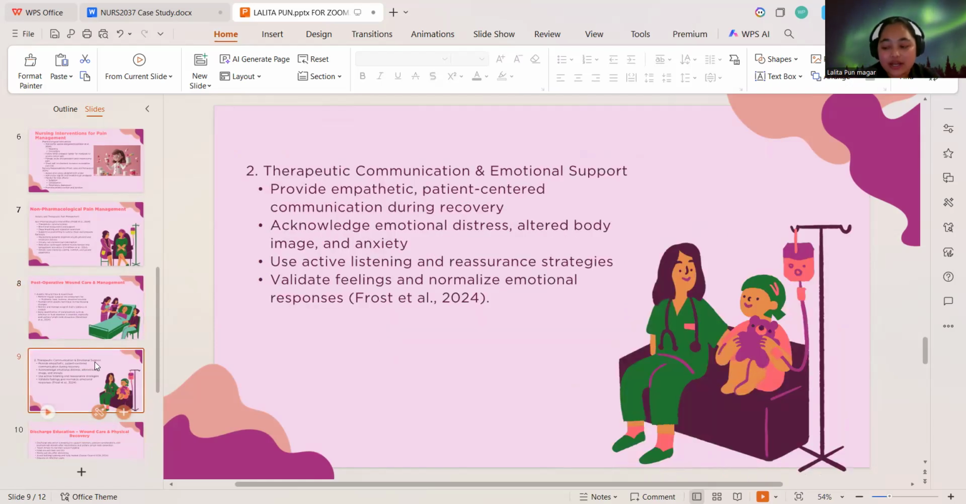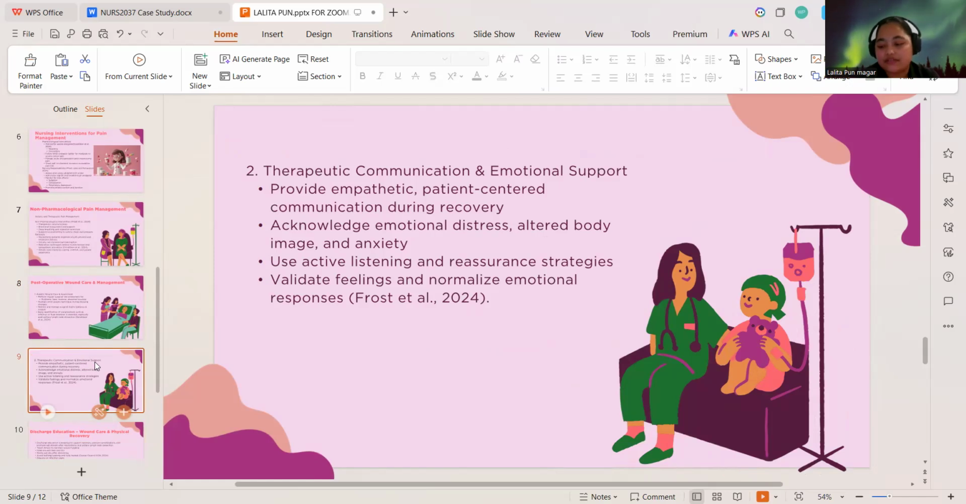It is required and very important during wound recovery. And it is the second priority intervention in the provision of therapeutic nursing care alongside physical wound management. The evidence also highlights that recovery following mastectomy extends beyond physical healing, with many women experiencing emotional distress, altered body image, and challenges to identity.